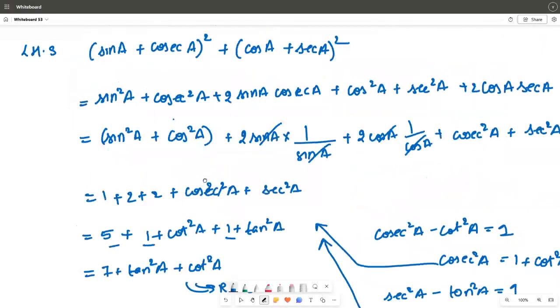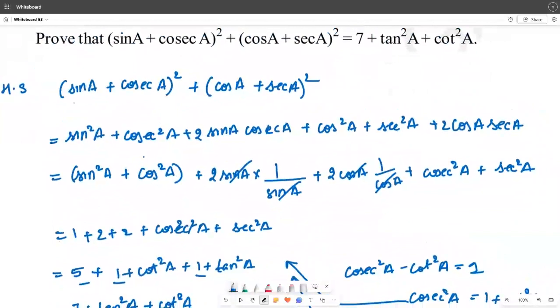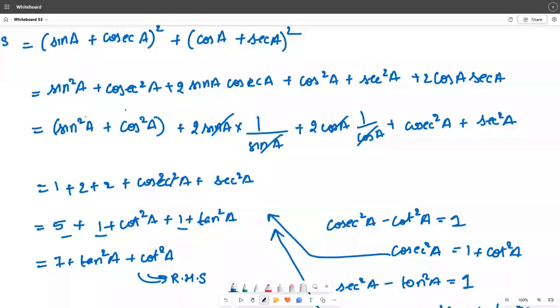We took the LHS and we converted it into the RHS. Initially we took the LHS, we opened the (a + b) whole square on both of the terms, and after opening we replaced the cosec A and sec A with the reciprocals so that they get cancelled. After cancellation we know that sin square A plus cos square A equal to 1, so we substituted that. So 1 plus 2 plus 2 equal to 5, and we substituted cosec square A equal to 1 plus cot square A and sec square A equal to 1 plus tan square A, and finally we got the RHS of the question. That's it. We proved that LHS is equal to RHS, hence the question is done.